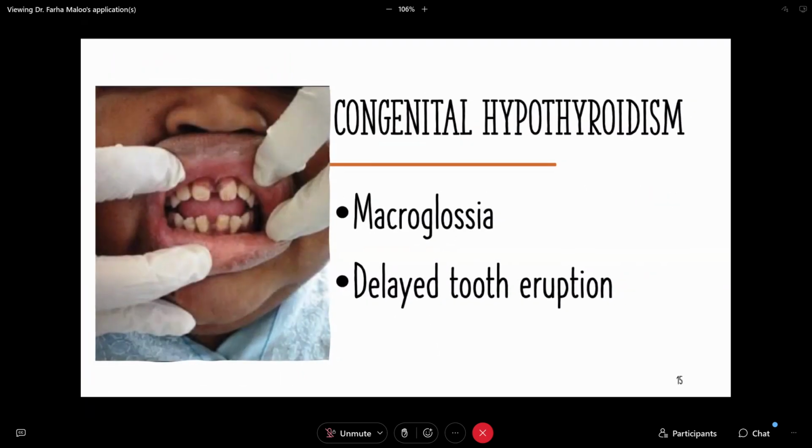Congenital hypothyroidism. Children born with congenital hypothyroidism could have thyroid dyshormonogenesis or complete thyroid agenesis. These children will present with abnormally enlarged tongue or macroglossia and delayed tooth eruption.